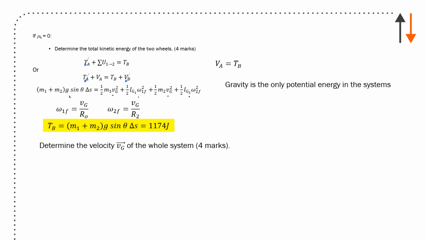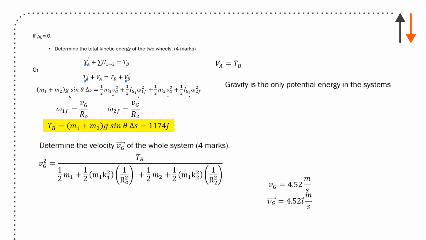Now, to determine the total velocity of the entire system, remember that they're both attached at the center of the wheel, and so they're moving down at the same rate. I can take the total kinetic energy and divide that by all of the other terms, and I will get, because of my coordinate system, 4.52 meters per second down the ramp. And that's using the sign convention that I was given.